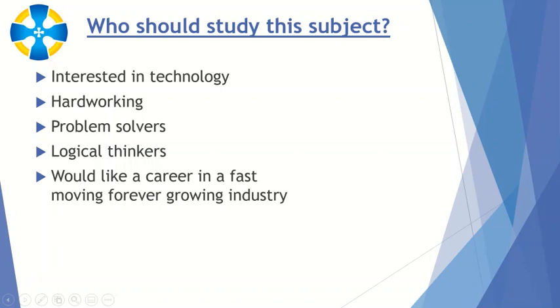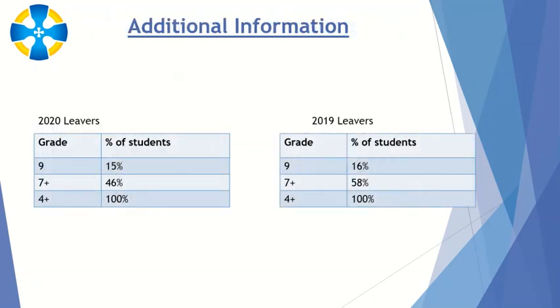So the question now is, who should study this subject? Are you interested in technology, hard working, problem solver, logical thinker? Would you like a career in a fast moving, forever growing industry that is never going away? Computing is here to stay. Are you interested in good results? So if we look at the results from 2020, everybody got above a 4. 15% of pupils got a 9. And if we look in 2019, again, 58% of people got above a 7 and 16% of them got a 9.